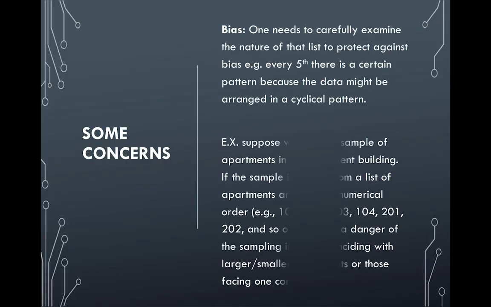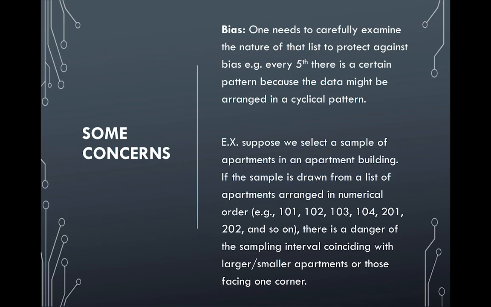Some concerns. There's always concerns, and bias again sneaks in. So there are certain kinds of bias that are problematic when you're doing this kind of sampling. Imagine, here's the example. We select a sample of apartments in an apartment building, and they have a numerical order. And so there's just always a risk that that kind of system will bias the results in some kind of way, right?